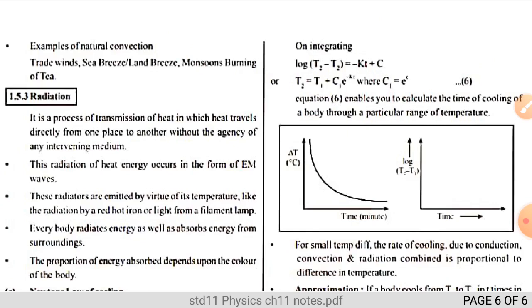Now land breeze. At night, the land, because of the sand, right, decreases in temperature very fast, but the water is still at a higher temperature, right? So that's why now the wind is coming from the land surface to the water surface. So it is completely opposite to the sea breeze, right? So these are the examples.